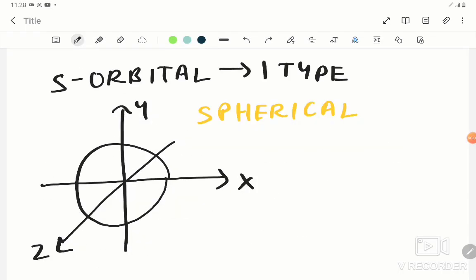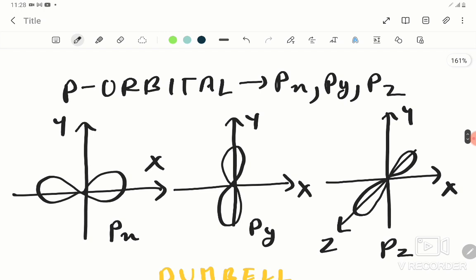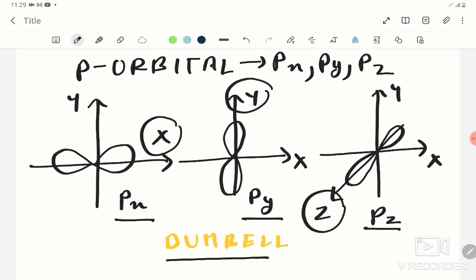Yes students, as you can see, the shape of S orbital is spherical in nature with its center at the origin, and it is symmetrical in all the three directions of x, y and z. Moving ahead, P orbital is of three types: Px, Py, Pz. Guys, the shape of P orbital is dumbbell in nature, and if the dumbbell is along x-axis, then it is known as Px. If the dumbbell is along y-axis, then it is known as Py. And finally, if the dumbbell is along z-axis, then it is known as Pz.